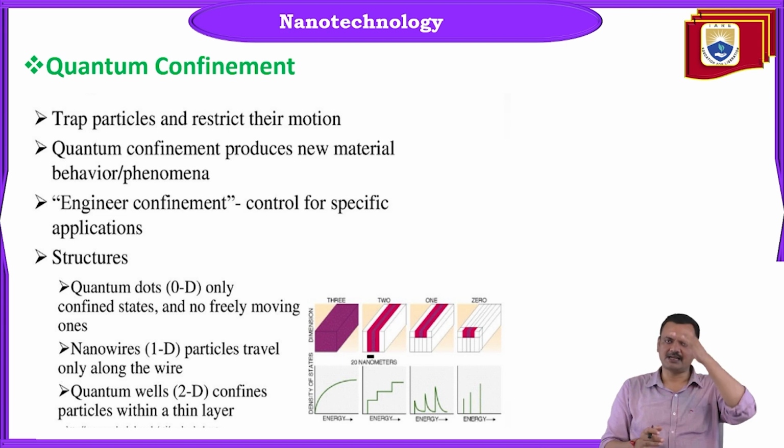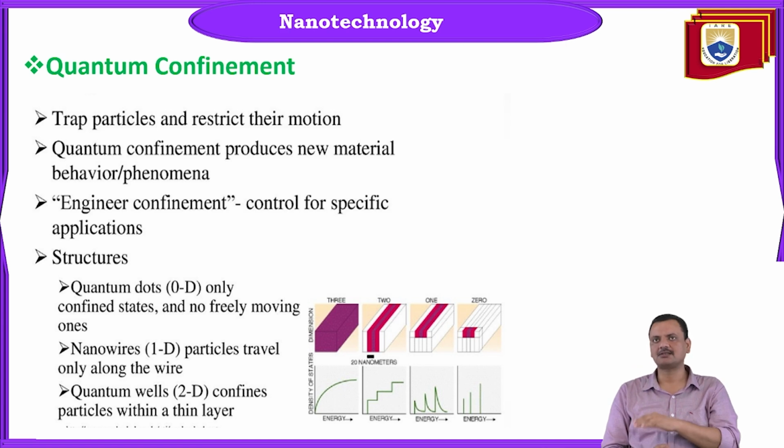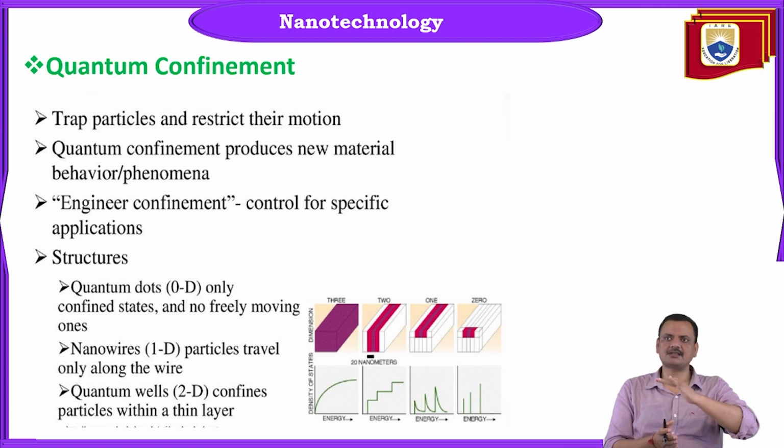The density of states and corresponding energy levels will be changed, and you can engineer confinement control for a specific application. Suppose you want a higher band gap value in a particular direction. In that direction, if you confine the growth of the material, the energy band gap of the material will change. So it will show different optoelectronic behavior. Based on your requirement, you can engineer or tune the material.